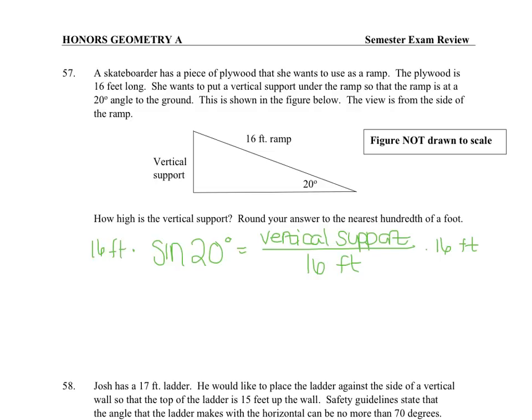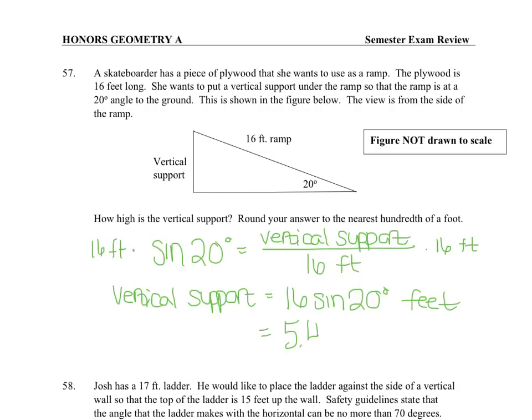Don't worry if you're doing this without the units. And this is going to give me a vertical support that equals 16 times sine of 20 degrees feet. Well, if I multiply this out and make sure that your calculator is in degrees, we're going to get 5.47 feet. And I will say that we're going to get approximately because we have rounded it. Although I won't take off if you use an equal sign.